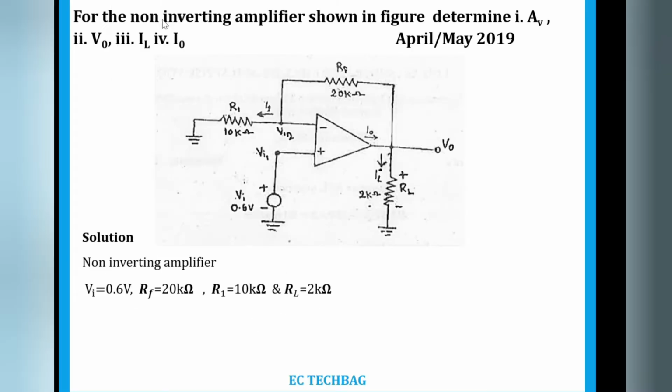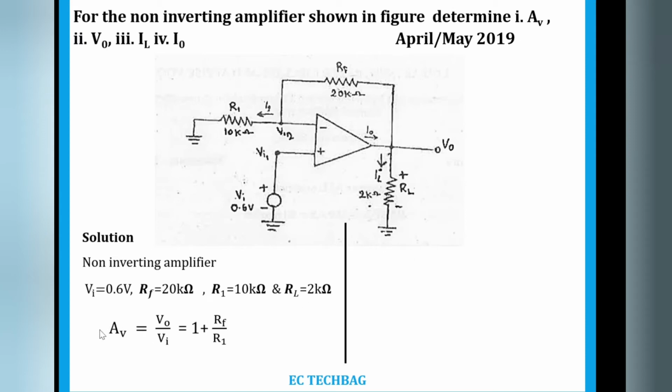Okay. And for non-inverting amplifier, we know the gain formula. AB is equal to V0 by Vi, that is equal to 1 plus Rf by R1. So V0 is the output voltage, Vi is the input voltage. The ratio between that output voltage and input voltage is equal to voltage gain. Okay. So let us start from AB, voltage gain.